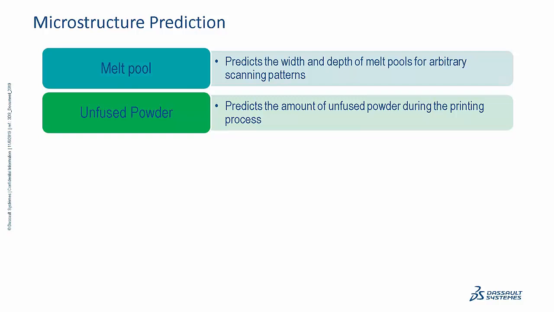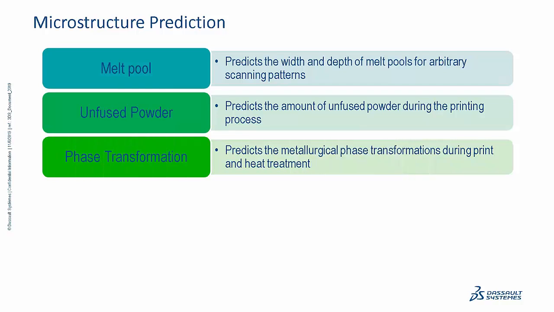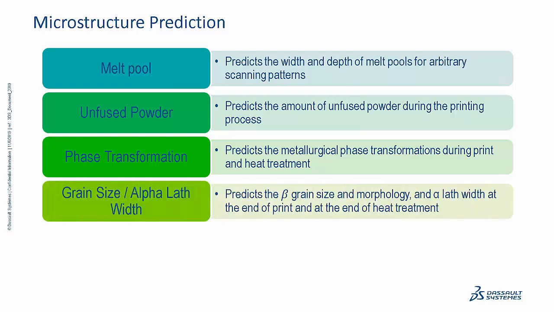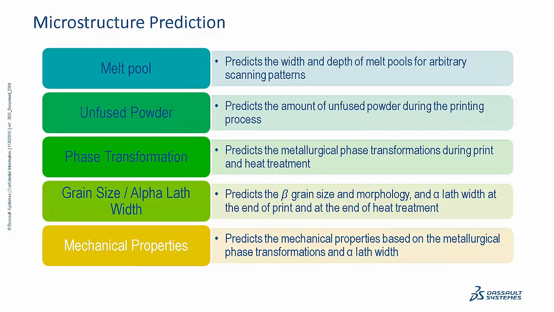Third, it allows us to predict the metallurgical phase transformation during the print and heat treatment. Fourth, it predicts the beta grain size and morphology and alpha lath width at the end of the print and at the end of heat treatment. Number 5, it predicts the mechanical properties based on the metallurgical phase transformations and alpha lath width.